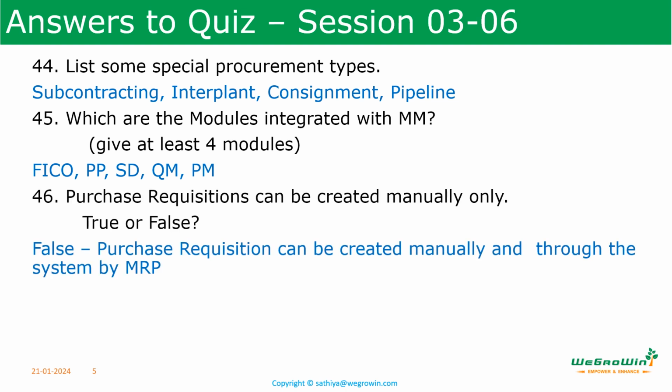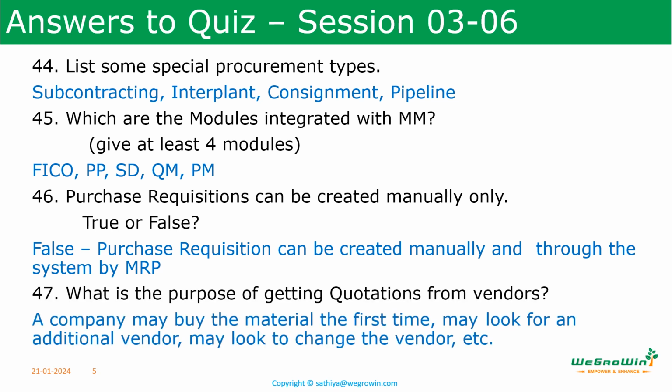Then, purchase requisitions can be created manually only. It is what the question asked, true or false. It is false, because a purchase requisition can be created through MRP by the system. What is the purpose of getting quotation from vendors? A company may buy material for the first time, or it may look for an alternate vendor or additional vendor, may look to change the vendor, or there may be some government compliance requirement. There may be many reasons, they will start to look for the vendors.